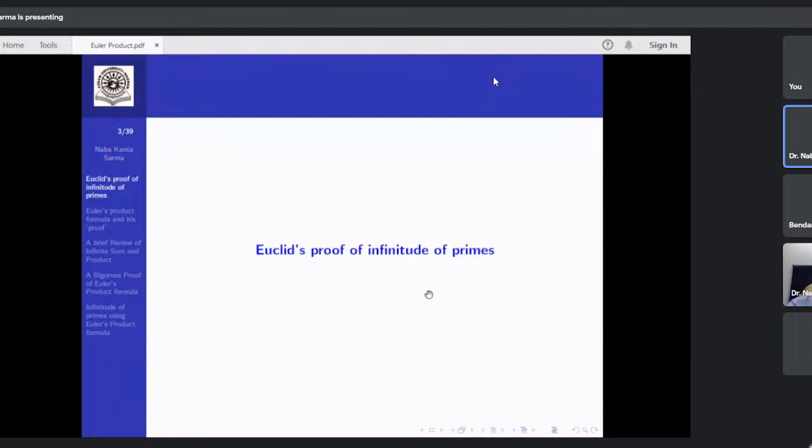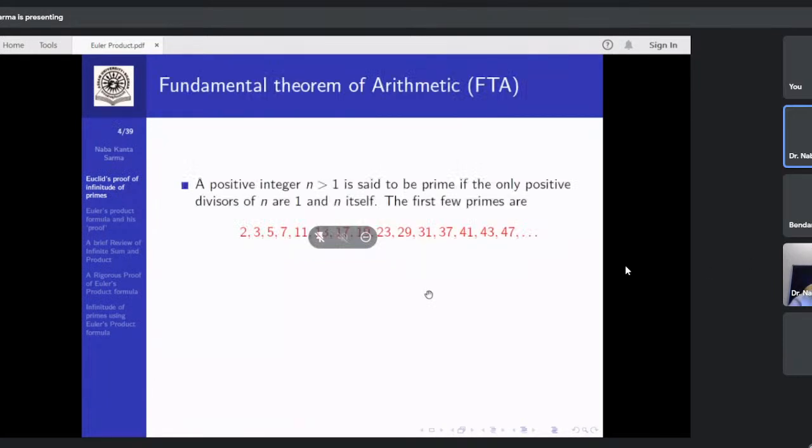So let us first see Euclid's proof of the infinitude of primes. Let us begin with what prime numbers are. Prime numbers are basically the building blocks of the positive integers. We say that a positive integer n greater than 1 is prime if the only positive factors of the number are 1 and the number itself. So we do not allow 1 to be a prime number.